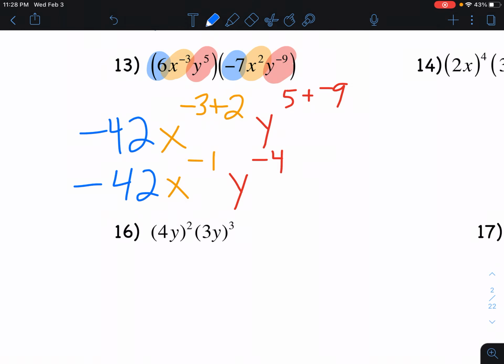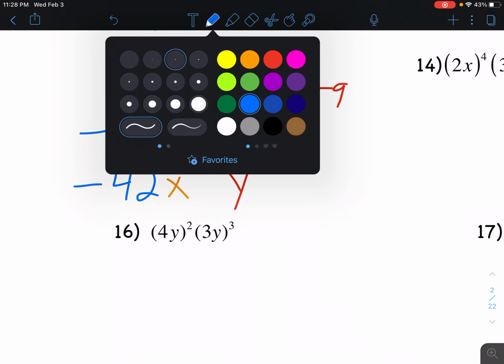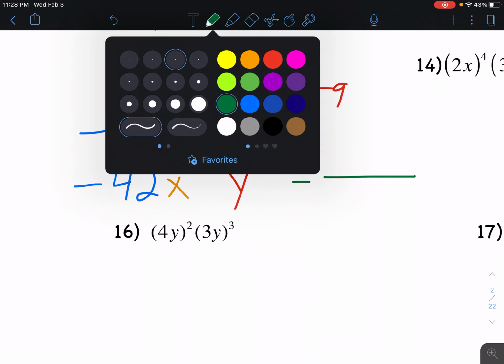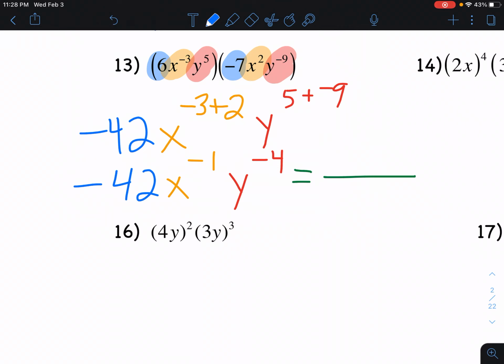Now, we cannot leave our answer like this. We have to clean it up a bit. The negative 42 is going to stay in the numerator. That's a negative number, not to be confused with a negative exponent. So it remains where it's at.